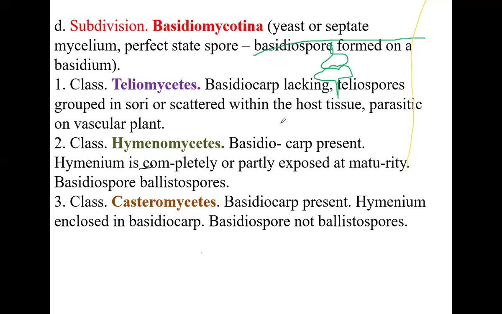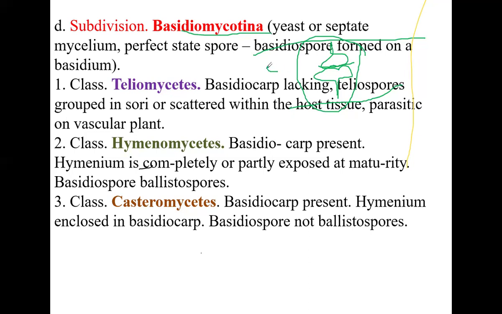In the cell, two parenthesomes. This type of porous septa is present in Basidiomycotina. That we call the dolipore septa. This question has also been raised many times. Dolipore septa is present in which group? Basidiomycotina.